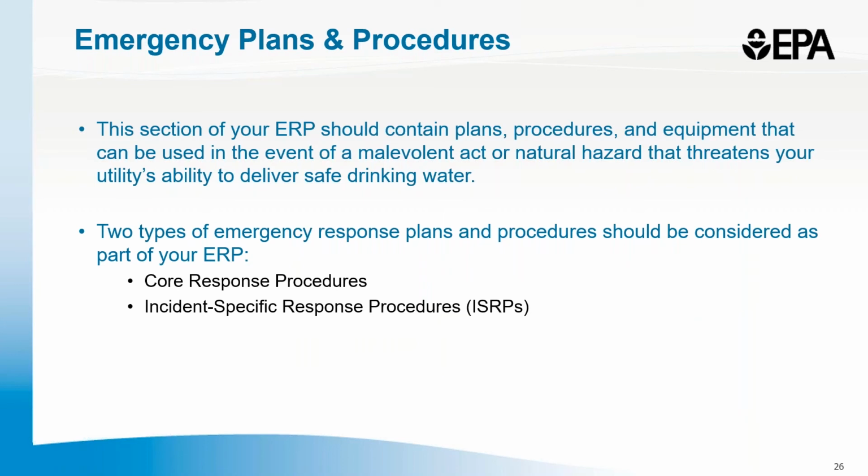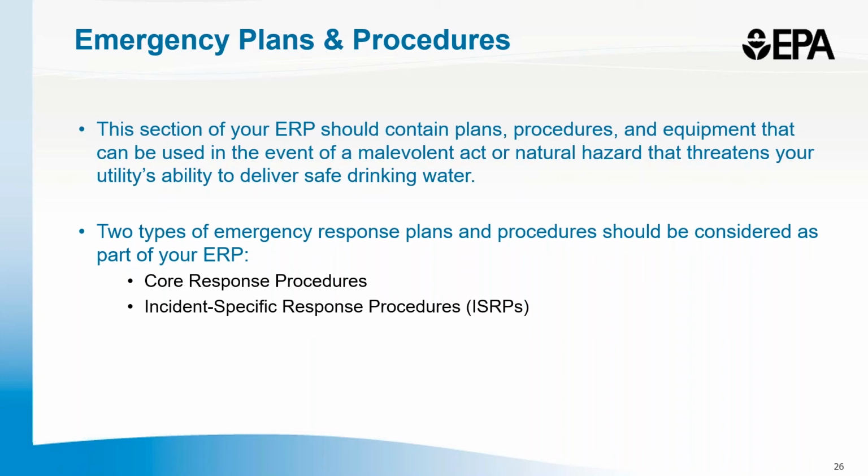Then the next section of the emergency response plan is the plans and procedures. And this is the plans, procedures, and equipment that can be used in the event of a malevolent act or natural hazard that could threaten your utility's ability to deliver safe drinking water.